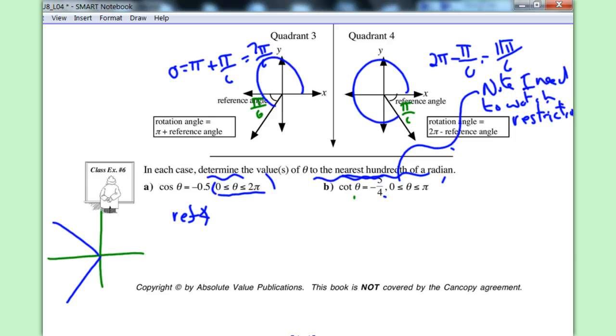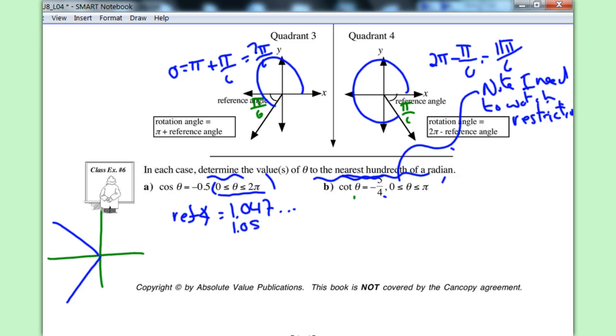to 2 decimal places, nearest hundredth of a radian, so my calculation in radians, my reference angle, again, I don't put the negative in, I get a reference angle equal to 1.047, blah, blah, blah. So I'm only going to consider 1.0, it said to the nearest hundredth, so I'm only going to consider 1.05.